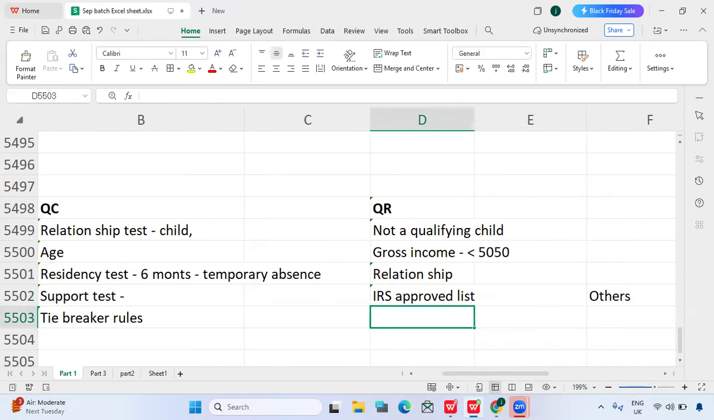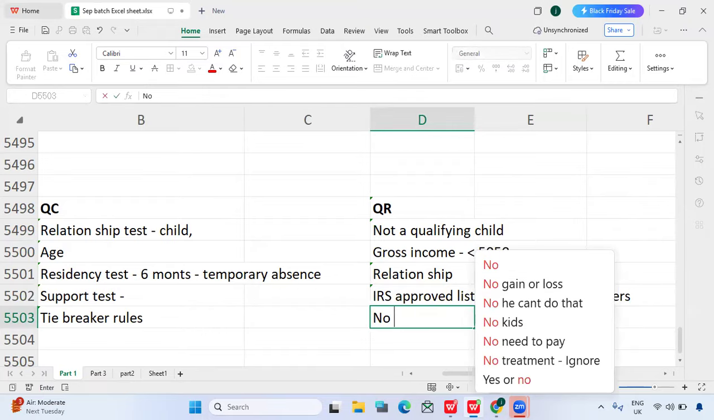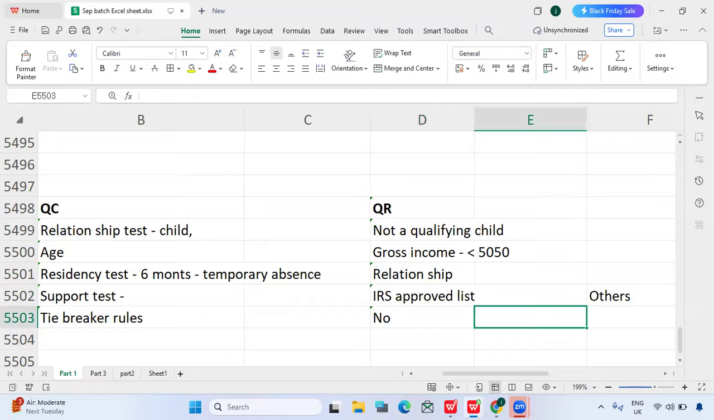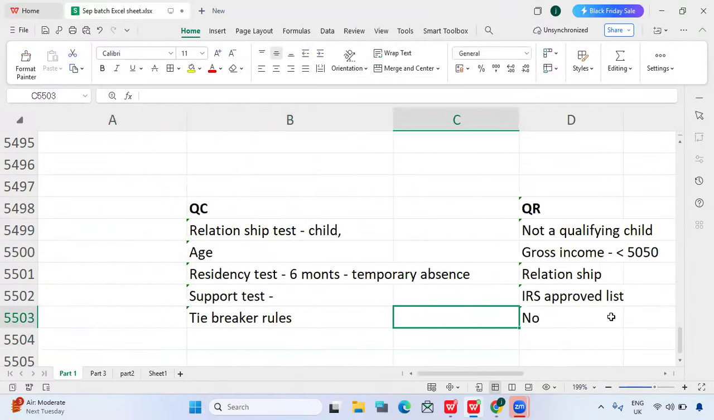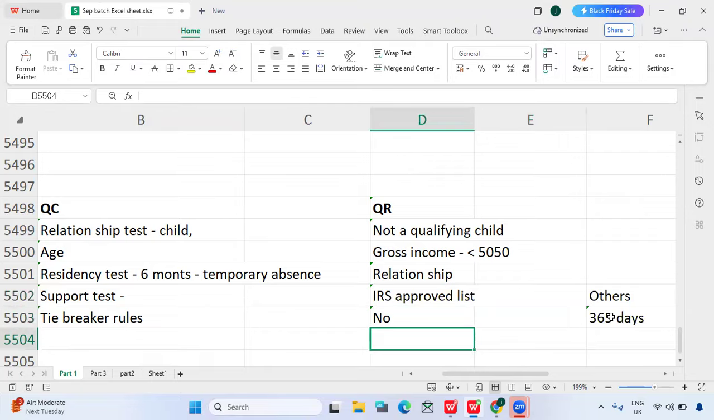No, the IRS says they need not reside with the taxpayer. So this other person should reside with the taxpayer for all the year, 365 days. This is very, very important. 365 days. Children, how many days do they need to reside? 6 months. Okay. And also another important rule we have seen, support tests.